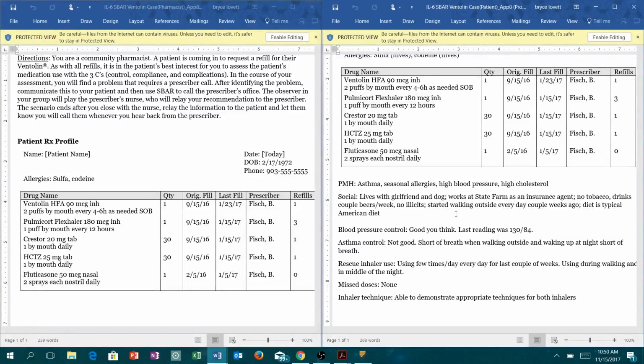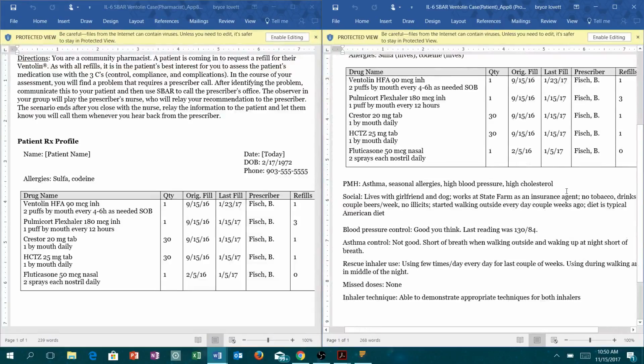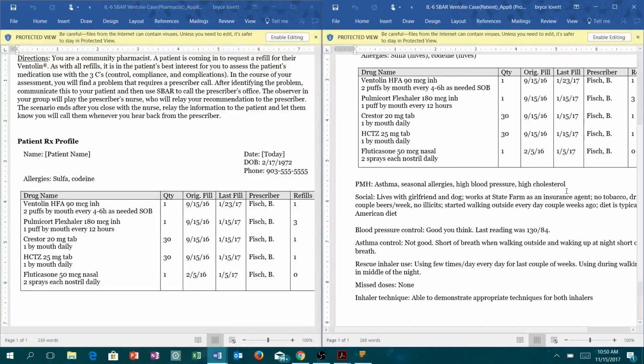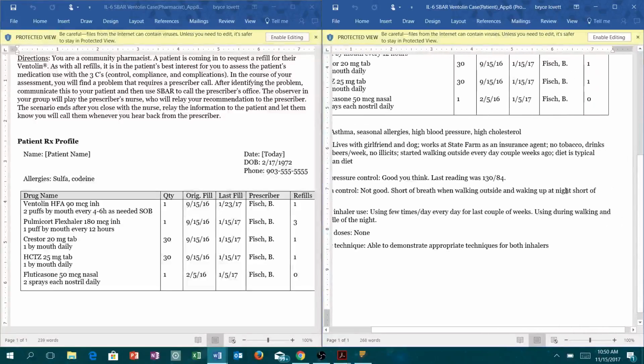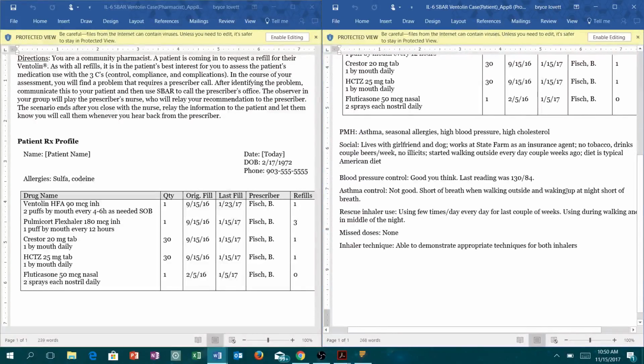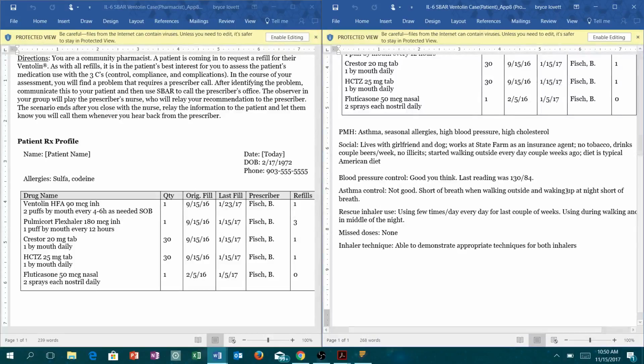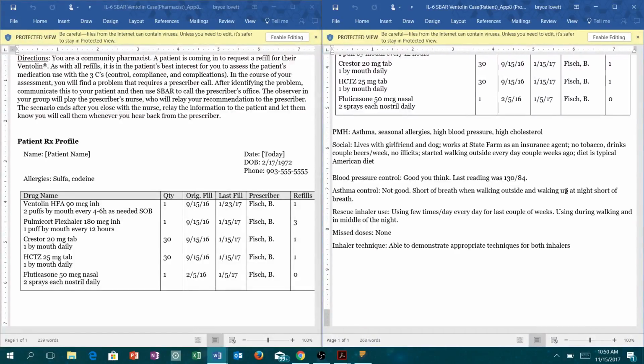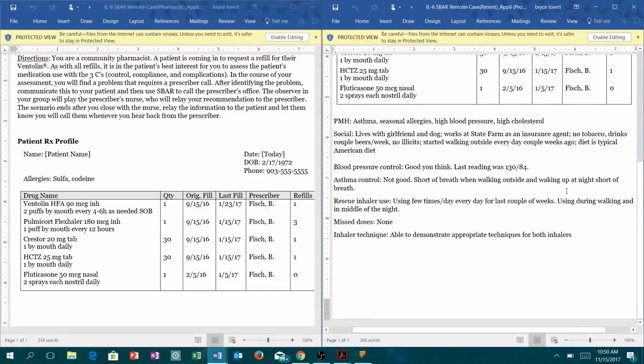Okay. What about the ProAir, the Ventolin? How often are you taking that? Oh, I hate that thing. I'm taking it all the time. All the time? I'm pretty much taking it every single time I go outside, wake up, go walk. So when you say all the time, are you taking this like more than 6 times a day? I'm using it a few times a day, every day for the last couple of weeks. Usually when I go outside and start walking, and also in the middle of the night, for some reason I just need to take my inhaler.